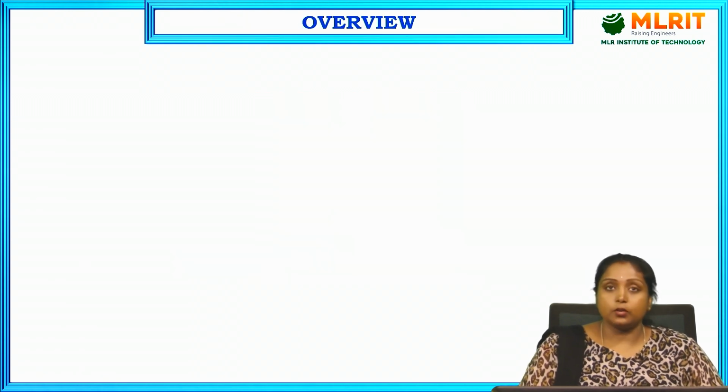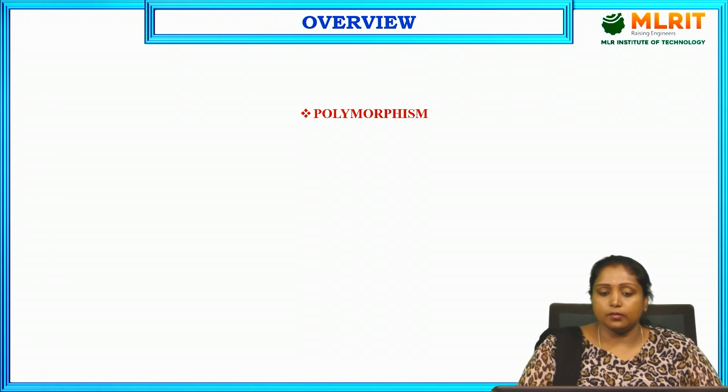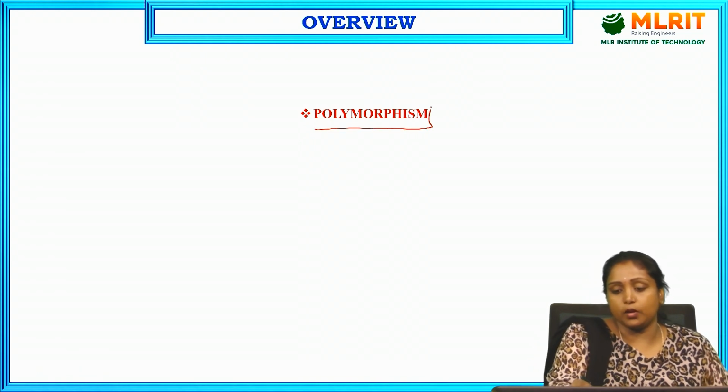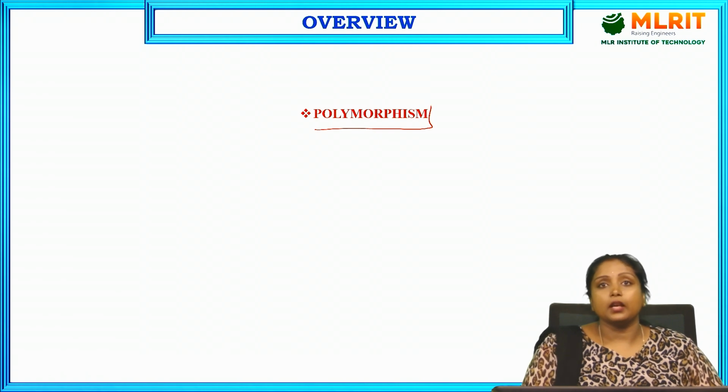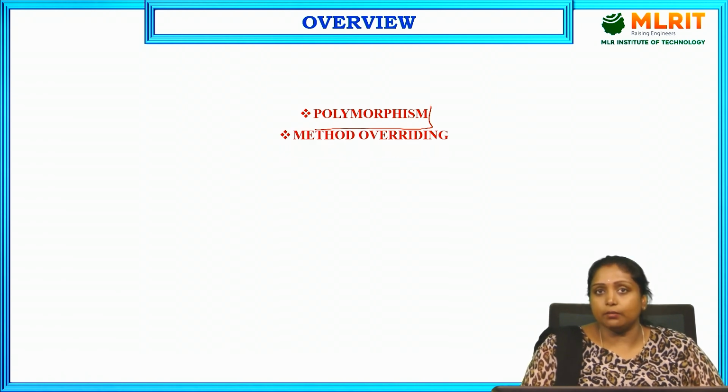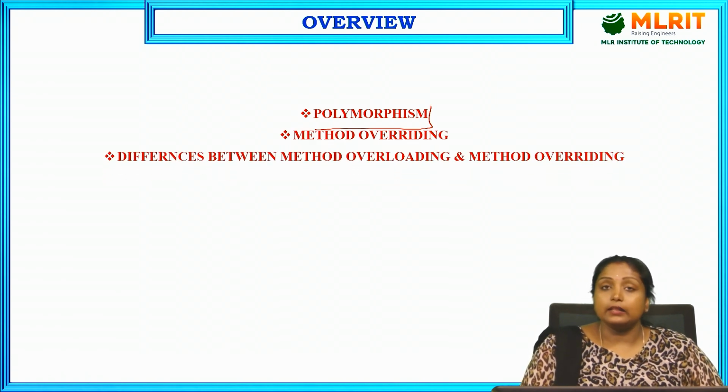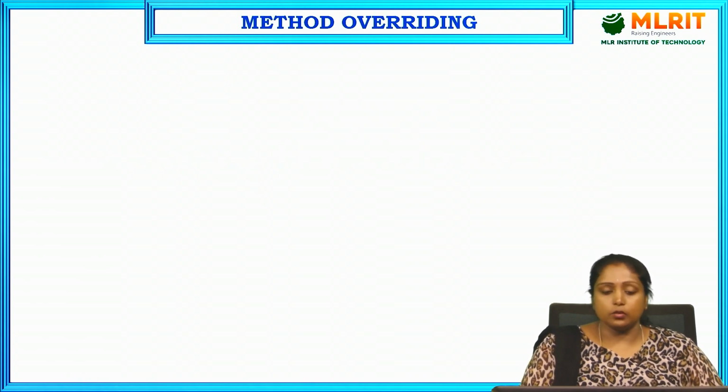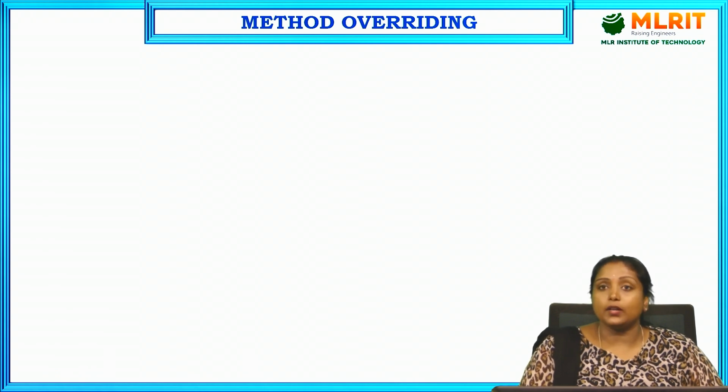So here today we are going to learn what is polymorphism. In the last class we have seen what is polymorphism. And next you are going to see method overriding and the differences between method overloading and method overriding. Before going to the session, in the previous session we have seen what is method overloading.